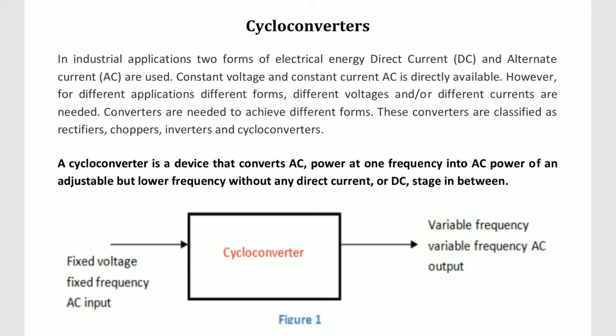So a cycloconverter is a device that converts AC power at one frequency into AC power of an adjustable but lower frequency without any direct current or DC stage in between. So this is the definition of cycloconverters. This is the purpose of cycloconverters, that is a device that converts alternating power at one frequency into alternating power at adjustable frequency or maybe lower frequency without any DC stage in between.